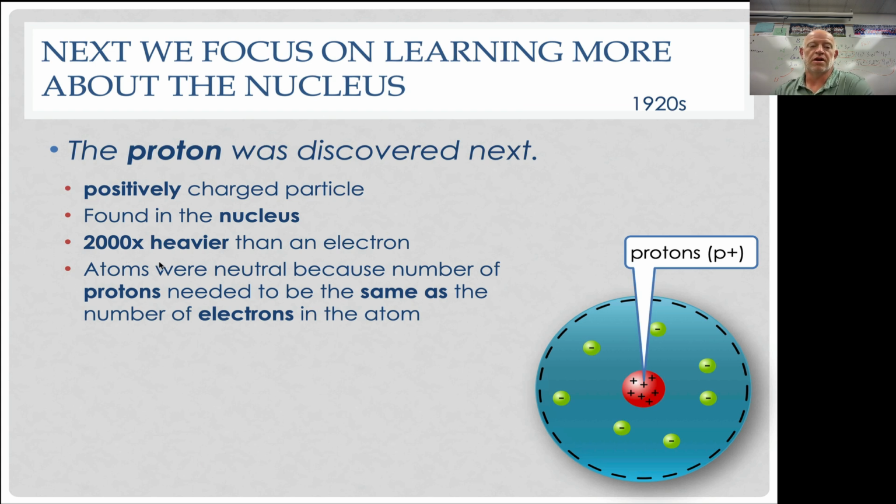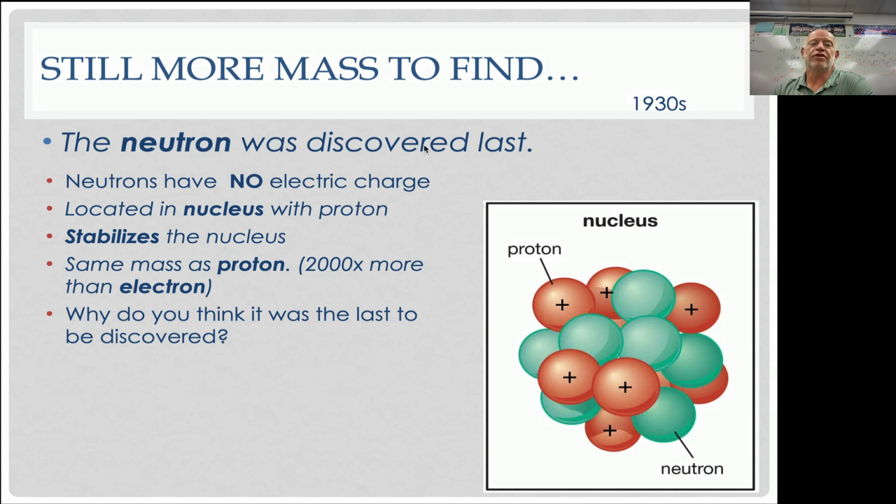Now, these atoms are neutral because we realized that the protons needed to be the same as the electrons. So if there were 1, 2, 3, 4, 5, 6, 7 electrons, there had to be 1, 2, 3, 4, 5, 6, 7 protons in there. They had to have an equal number of protons and electrons to keep the atom neutral. This was all being learned about in the 1920s, in the progression from the late 1800s and early 1900s, when all this research was being done. But they knew there was more mass to find because they knew the mass of the atom and the protons weren't all of it.